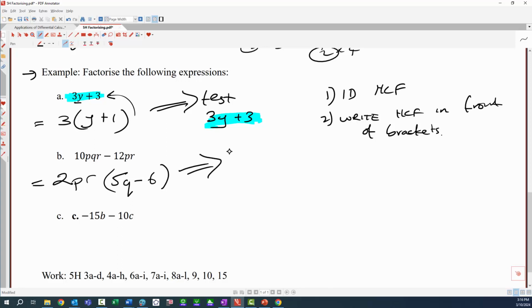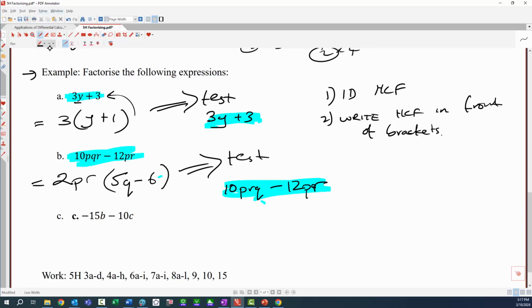And again, we can test this. So the way we're going to test it is re-multiply. So 5 times 2, we know that that's 10. PRQ is going to be PRQ or PQR. It doesn't matter about the order of the pronumerals. Positive times a negative is a negative. 2 times 6 is 12. And then we've got a PR at the end of that. And we can see that this re-expanded version of the tested one is exactly the same as the original. So that's a very good sign.